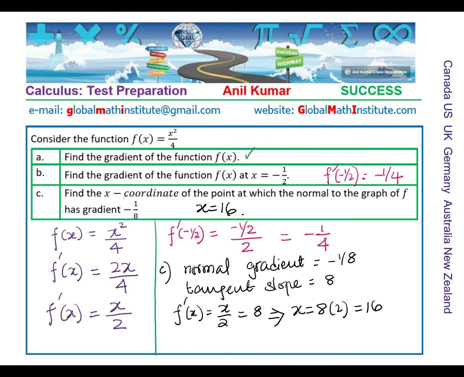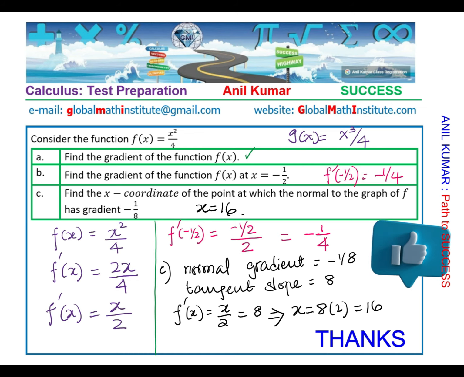Do you see how we can solve this particular question? So three parts, and these are the basic three steps: finding a derivative, finding the gradient at a particular point, and finding a point where the gradient is given to us. In this case, the normal was given to us, right? So I would like you to practice with another function. Let's say we have g of x, which is x cubed over 4, right? So try to do similar things with a new function so that you gain the confidence of understanding all these steps. I hope it makes sense.